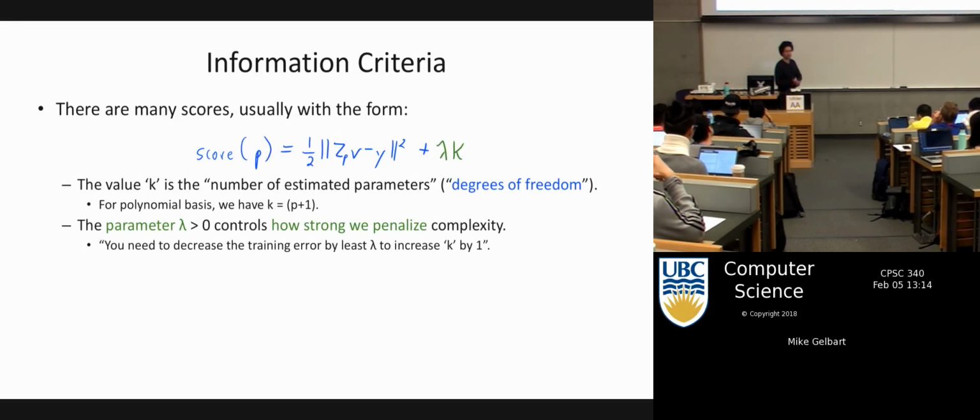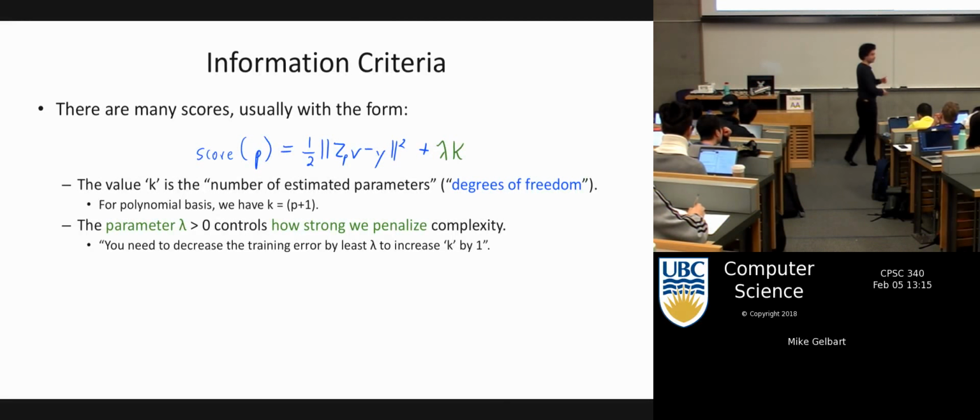And so I said this earlier, lambda controls how much you want to penalize for complexity. So if I'm going to add another parameter or another degree of freedom or maybe another degree polynomial, I need to decrease the training error by lambda. So if lambda is huge, you'll be very reluctant to add another level of complexity because you have to basically pay lambda in this currency of the loss function, and it's going to be hard to earn that much. You have to decrease the loss by that big amount.